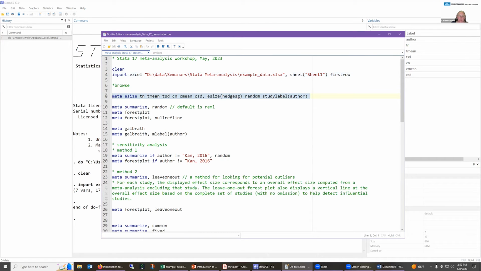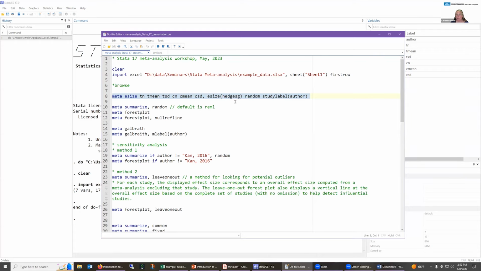Let's run this command here. Our command is meta esize. We are presenting these variables. The order of the variables is critical. Do not rearrange the variables. Stata is expecting the variables in this order. So you will put those 6 variables in that order, or you will get very interesting results in a kind of unfortunate sort of way.